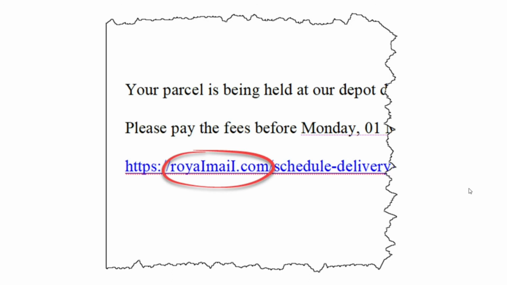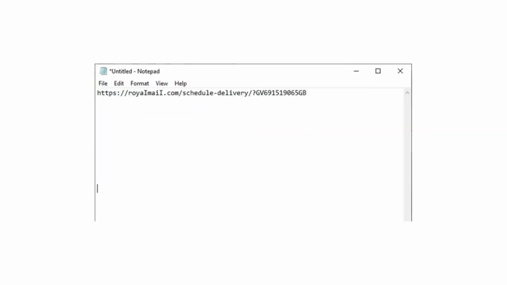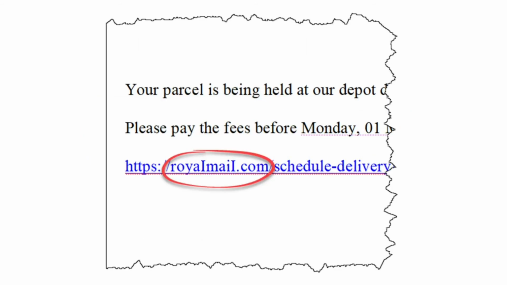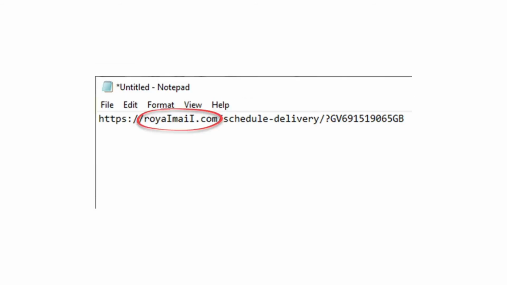So that's the way to do it. Check it in Arial and then check it in Times New Roman. Of course, a little easy dodge is just simply copy it into Notepad. And Notepad tells you straight away that it's royaImaiI.com.